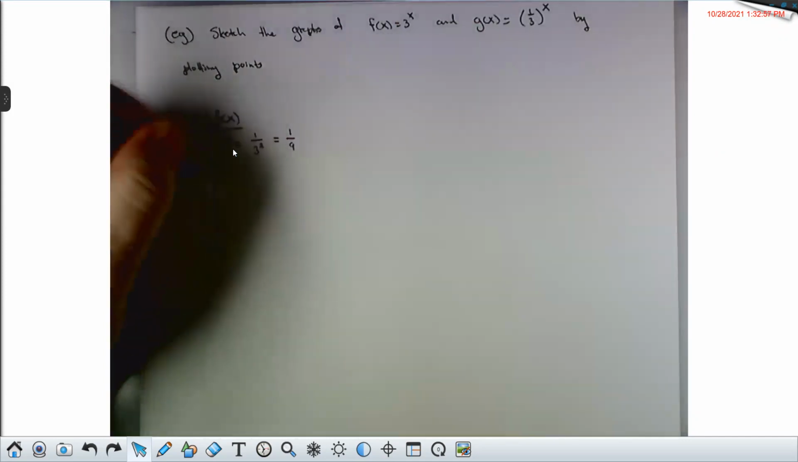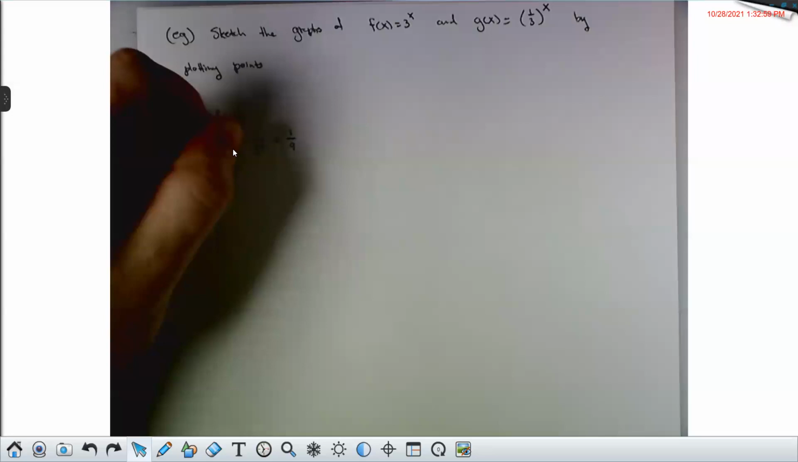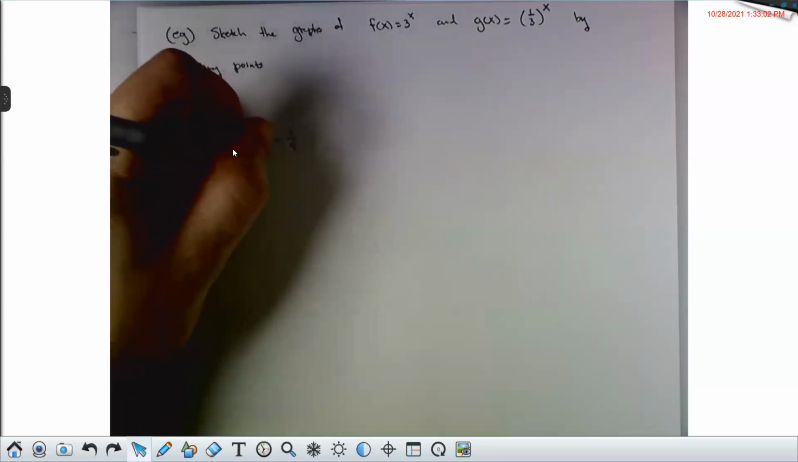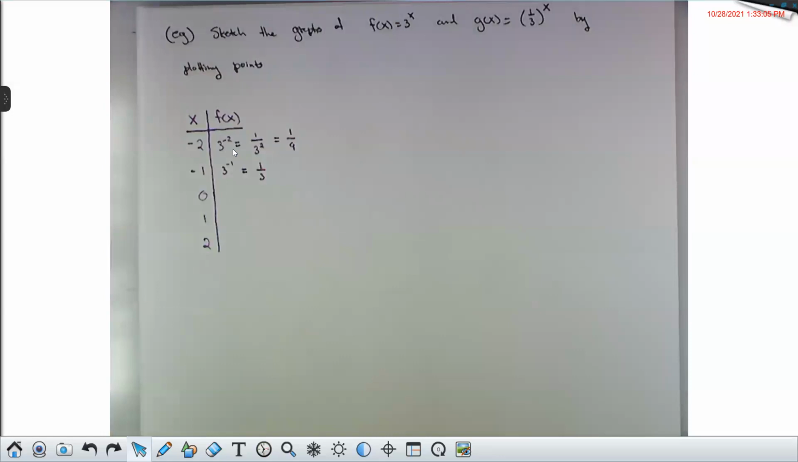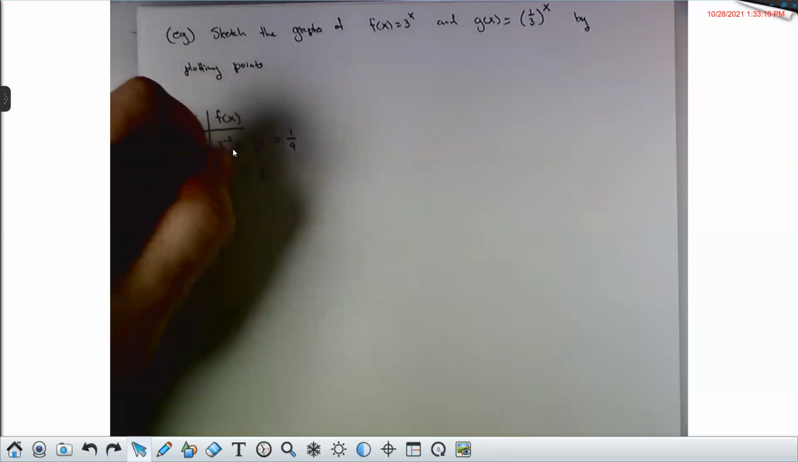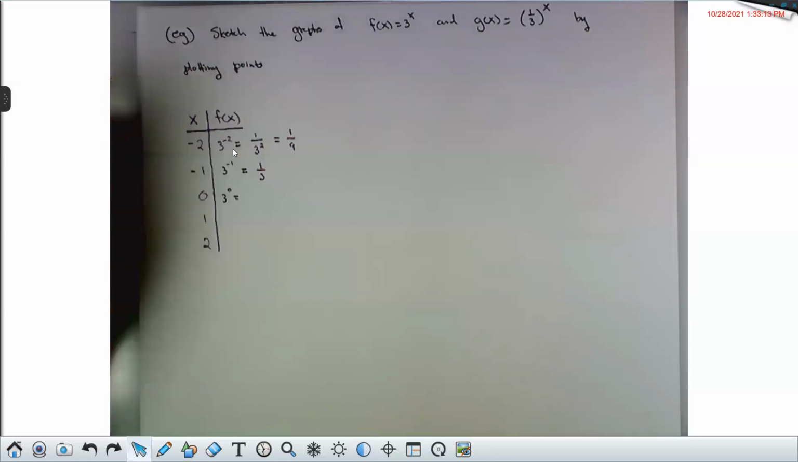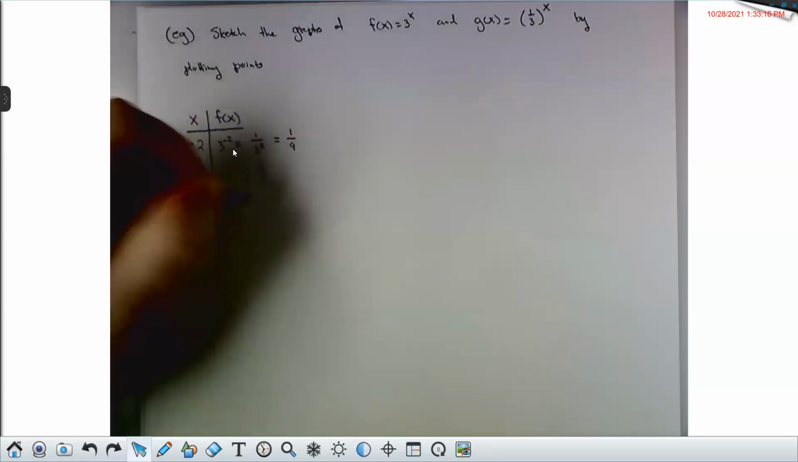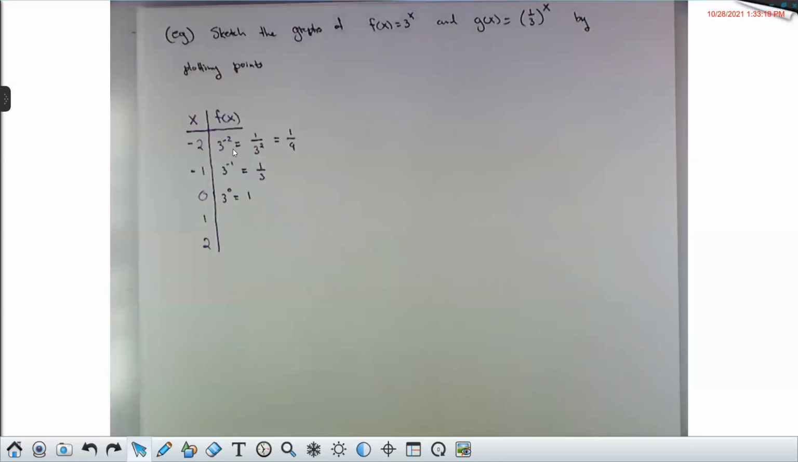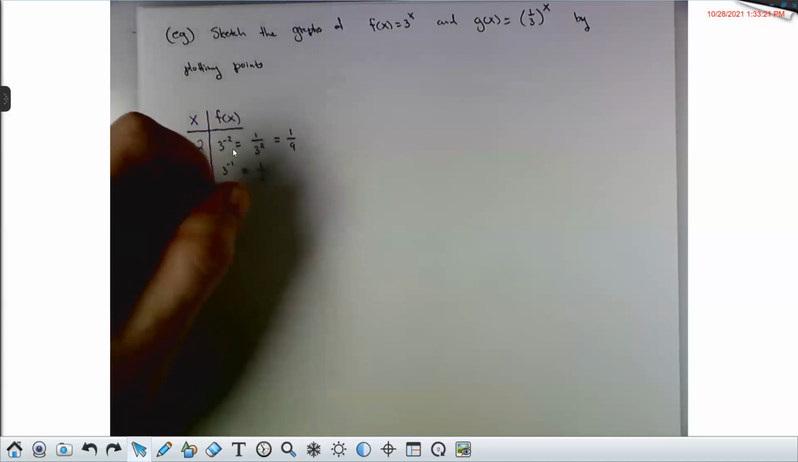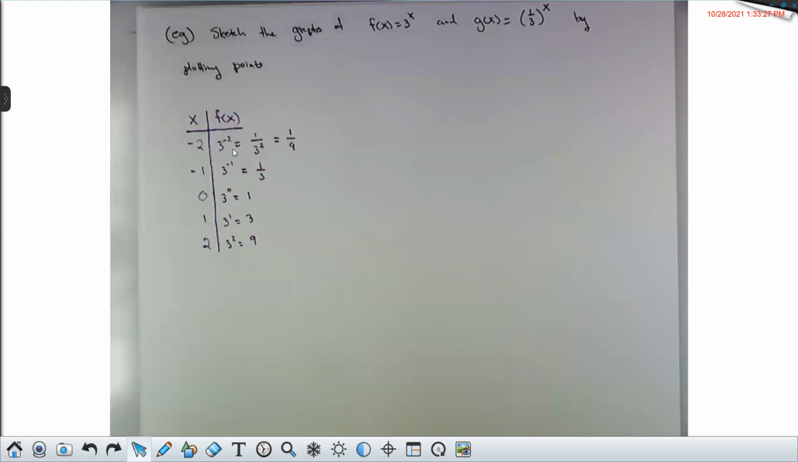F of -1 would be 3 to the -1. And that is 1 over 3 to the 1, or just 1/3. F of 0 would be 3 to the 0. And since anything to the 0 is 1, this is also 1. F of 1 is 3 to the 1, or just 3. And F of 2 is 3 squared, or 9. And you may notice some symmetry as we go up and down this list. 1/9, 1/3, 1, 3, 9, kind of neat.